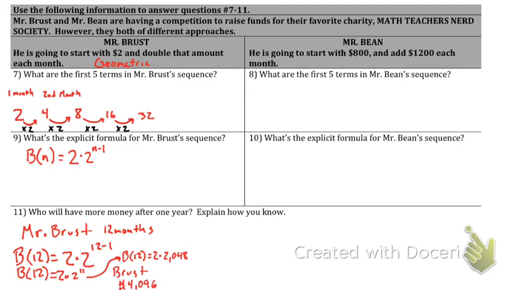Okay? So now we know what he has. We want to see what Mr. Bean does. So we'll put his work in blue. Okay? So let's figure out what Mr. Bean's sequence looks like. So he's going to start with $800. So on the first month, month 1, so first month, just like we did before, $800, and then to get to the next month, he's adding $1,200 each month. So that means we are going to add $1,200 each month.